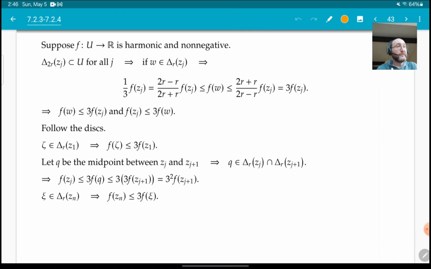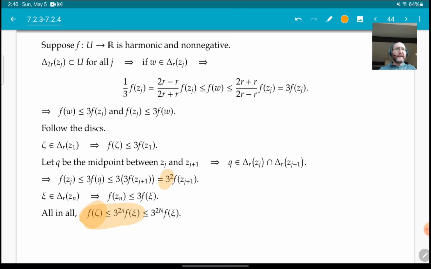Okay, now the last one is the same thing, right? If we're in the last disk, we now go to xi, and again it changes by a factor of at most 3. So all in all, I start at zeta, then I go to z_1, then I take n minus 1 steps, each time multiplying by at most 3 squared. So it's 3 times 3 squared to the n minus 1, and then another 3. So what I get is this inequality from zeta to xi, right?